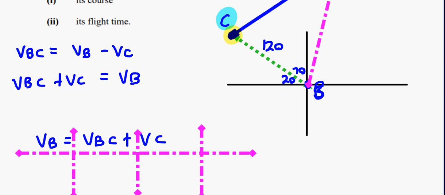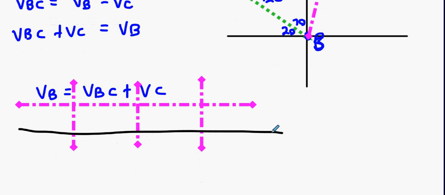Do we know the velocity of the bullet? What is it? 250. Do we know the direction of the bullet? No. Right. Do we know the velocity of the clay pigeon? What's it going? 40. What direction is it going?